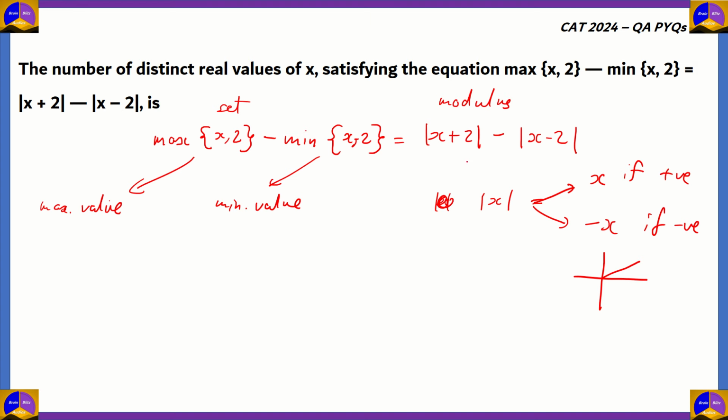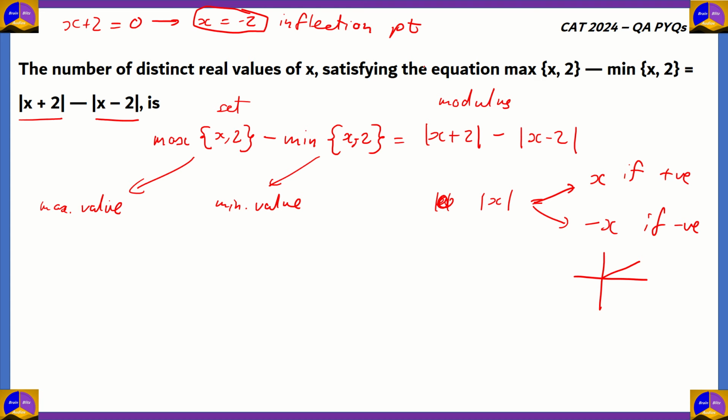So now that we've understood both these functions, let's look at the right hand side. The right hand side is mod of x plus 2 minus mod of x minus 2. Now in case of x plus 2, if we equate it to 0, then x equals minus 2. Now this point, minus 2, is what we call an inflection point. Now this is the same point where the value of the modulus changes from positive to negative. So where x becomes minus x, where minus x replaces x as the value of the modulus function.